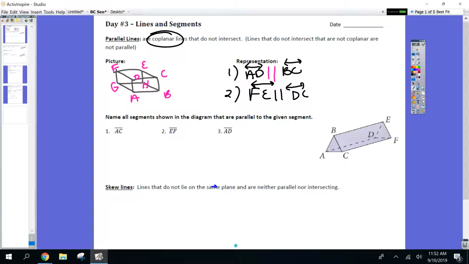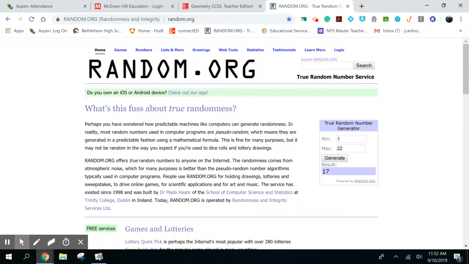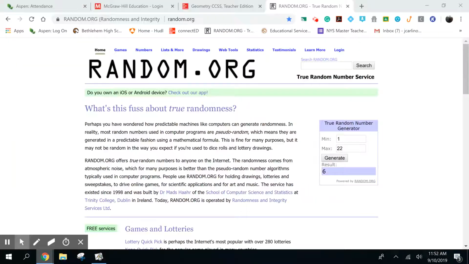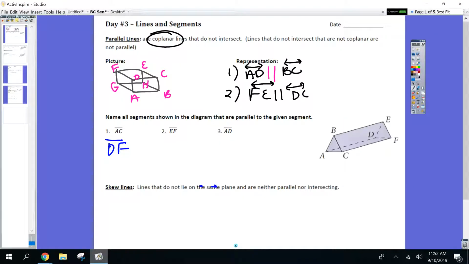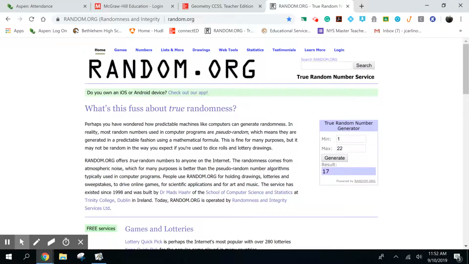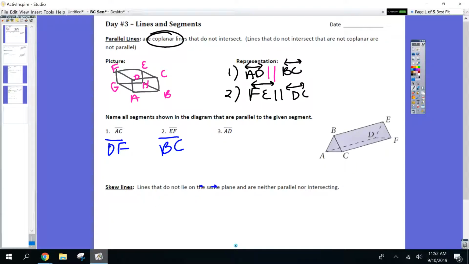But what is parallel to AC up here? You're up, 6. DF, you're good to go. How about EF? What's parallel to EF up here? EF. B. C. Nice job. And how about AD? What's parallel to AD up here? 17? CF. Nice job. All right. So parallel lines, any issues?